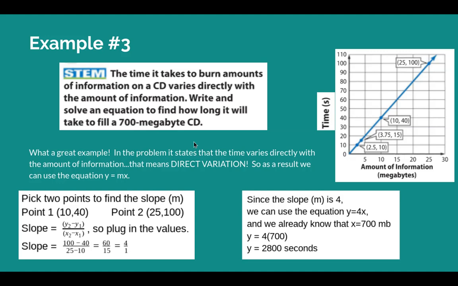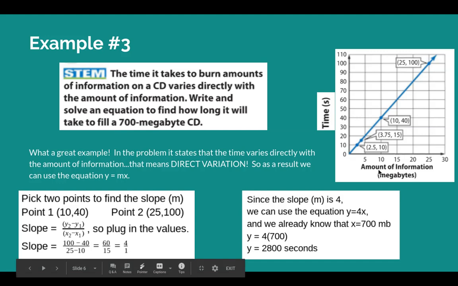Now the ultimate question was, how long is it going to take for a 700 megabyte CD? The megabytes are on the x-axis, so I plugged it in for x. So we have y equals 4 times 700, or 2,800 seconds.